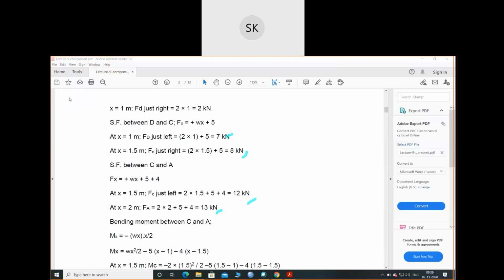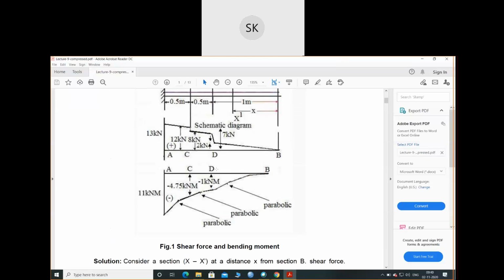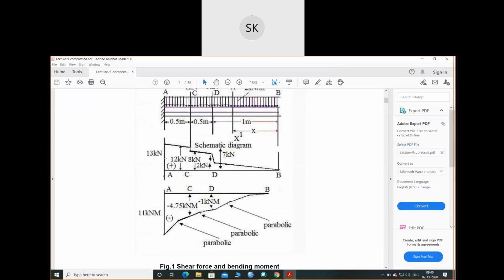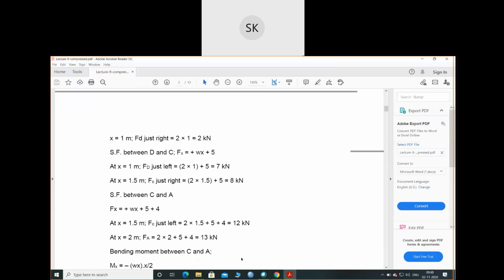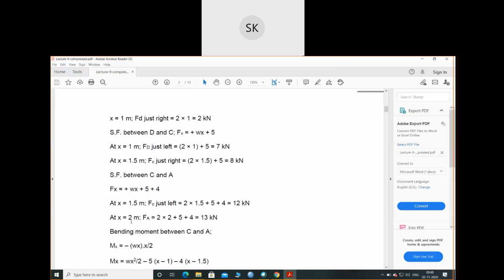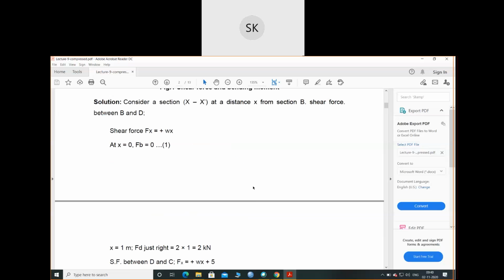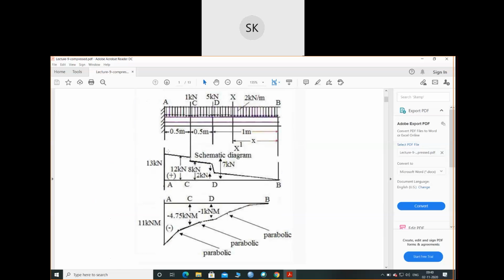If you see the shear force diagram, at A, that means at 2 meter distance, my shear force was 13 kilonewton. At X equals to 1.5 meter it was 12 kilonewton. So like this, 13 kilonewton, 12, 8, 2, and if I join the points, this is my shear force diagram.